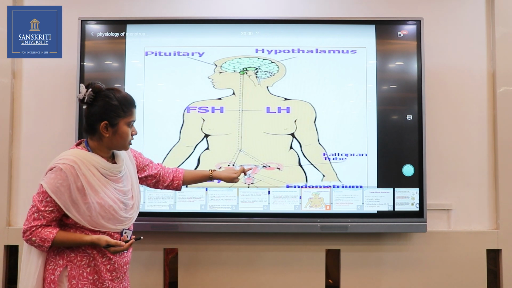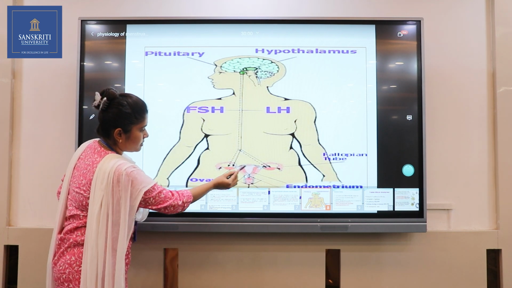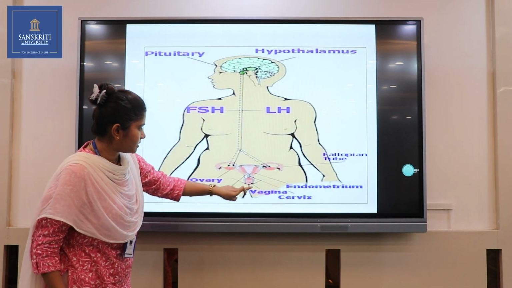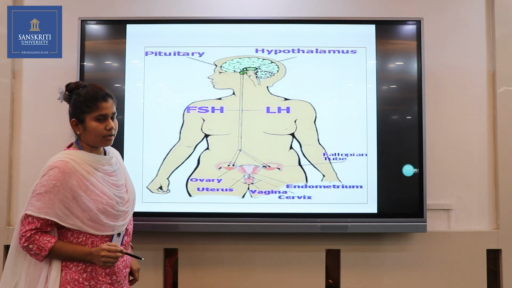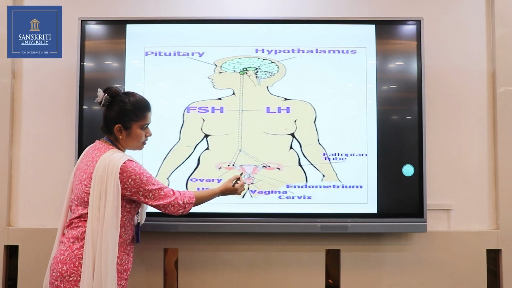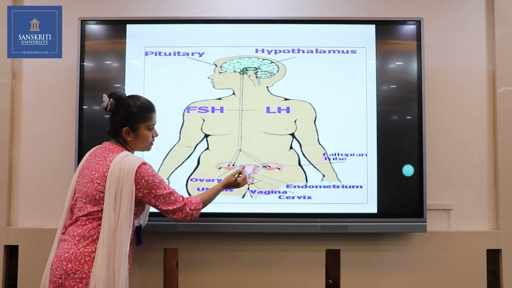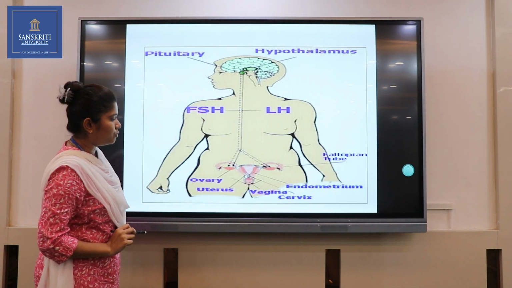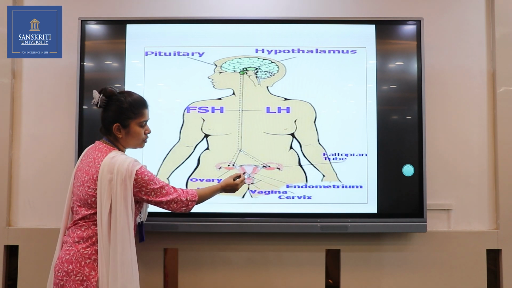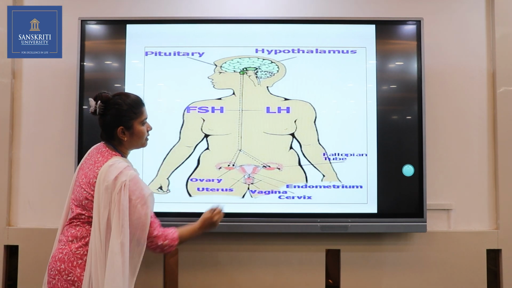Then there are some structures of the uterus. You can see the uterus, with the left and right ovaries present, then the endometrium layer, the innermost layer of the uterus. This is the uterine cavity, and this is the fallopian tube. The ovaries are present on the left and right sides of the uterus. Below the uterine cavity is the cervix, and below the cervix is the vagina.